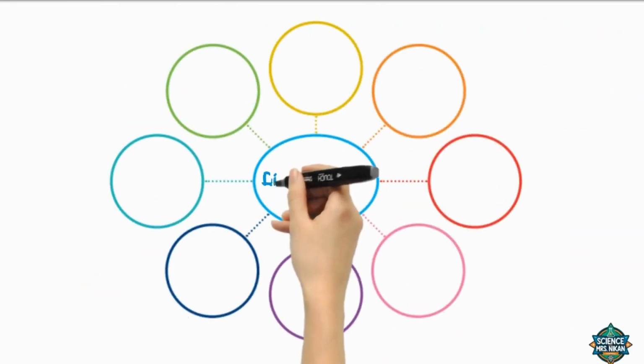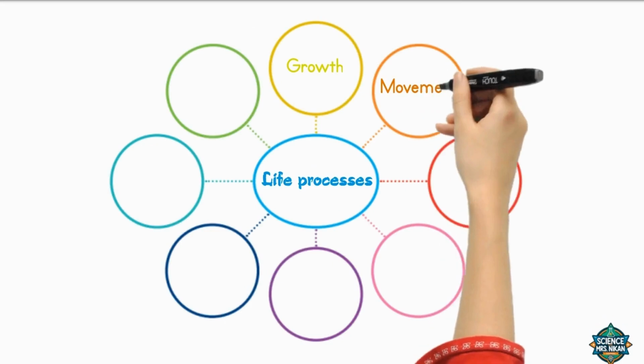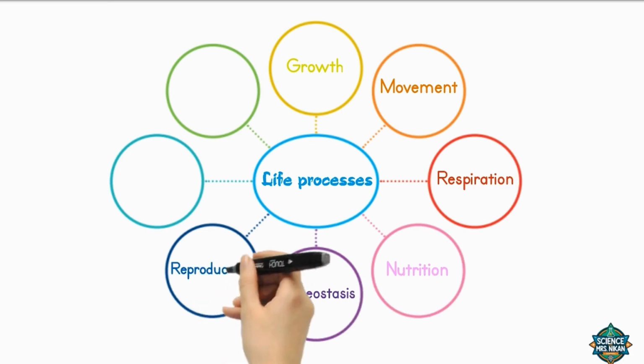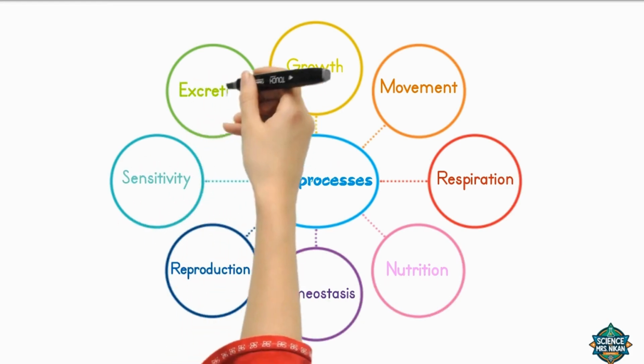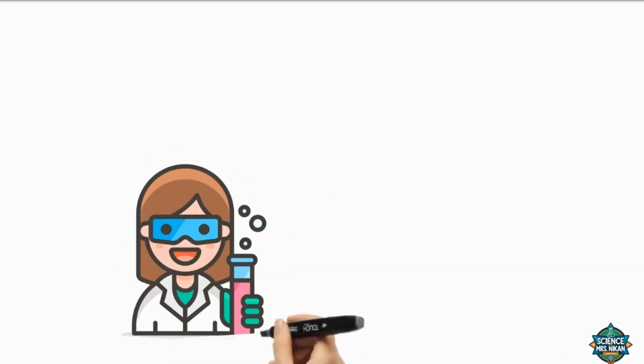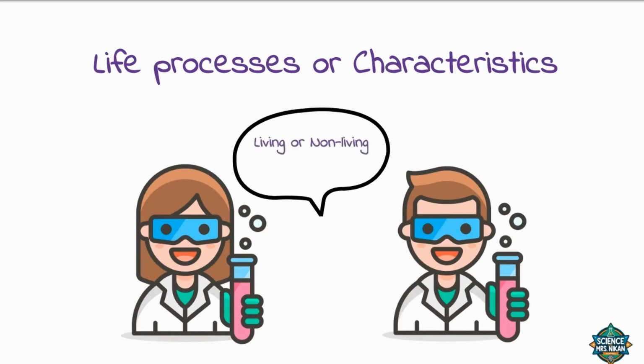There are 8 life processes which take place in most living things: growth, movement, respiration, nutrition, homeostasis, reproduction, sensitivity, and excretion. Most scientists use these life processes or characteristics to determine whether something is living or non-living.